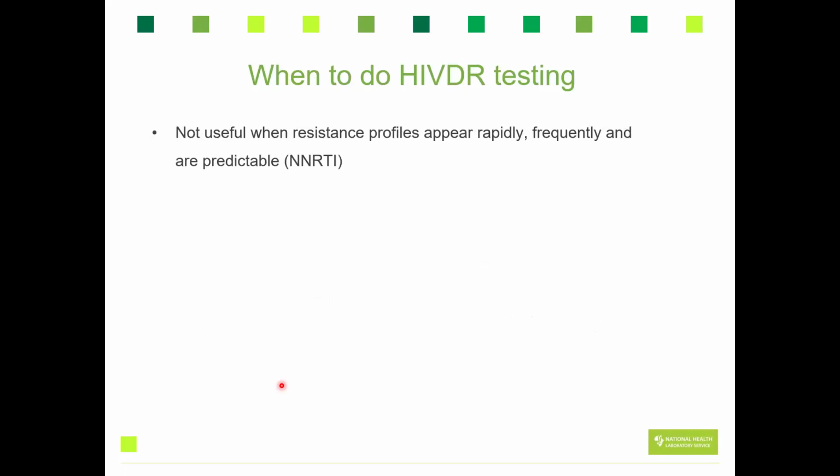So when do we do resistance testing? First of all, it's not useful to do resistance testing in patients failing NNRTI-based regimens. The reason is because the resistance profiles are extremely predictable. And in the old days, obviously it's a little bit less relevant now, switching them from an NNRTI to a PI-based regimen, it didn't matter whether there were mutations in that virus, yes or no. And that's why from an individual patient management point of view, you don't need to do resistance testing for NNRTI-based failures.